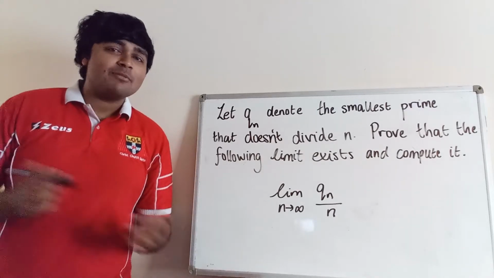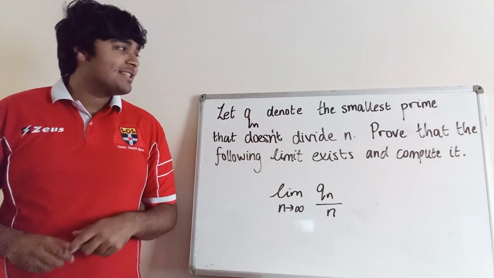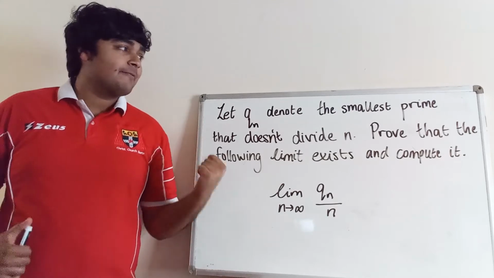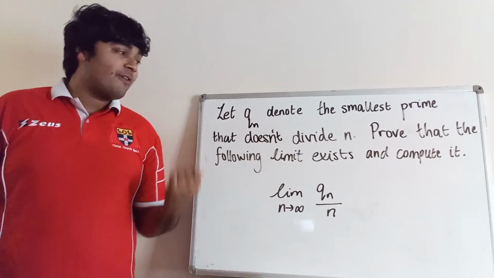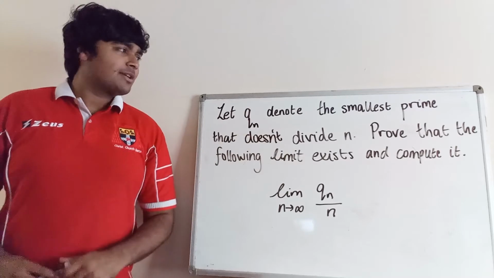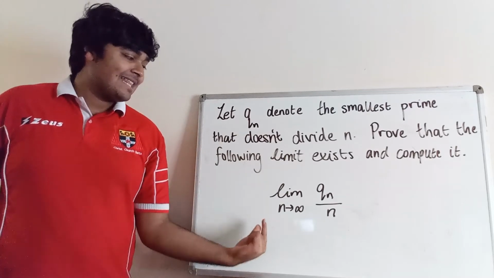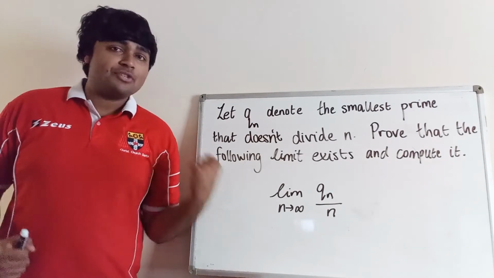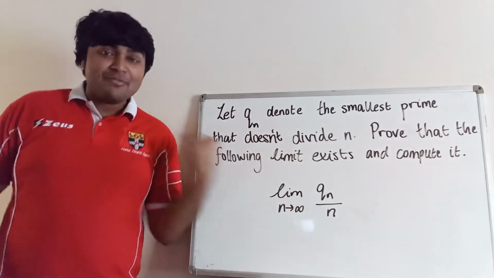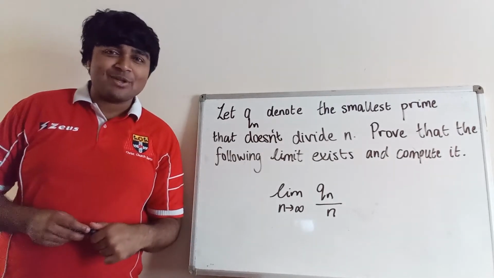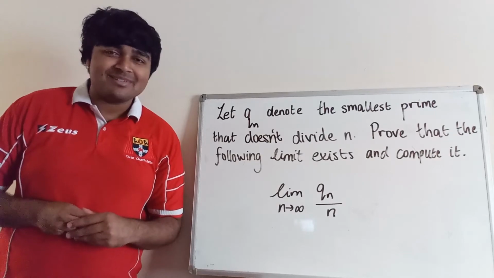Today I've got a fun limit problem for you. We have Qn denoting the smallest prime number that doesn't divide n, and we want to prove that the following limit exists, and then compute that limit as well. That is the limit as n goes to infinity of Qn over n. If you want to have a go at this problem, pause the video now and give it a go for yourself, and I'm going to jump straight into a solution.